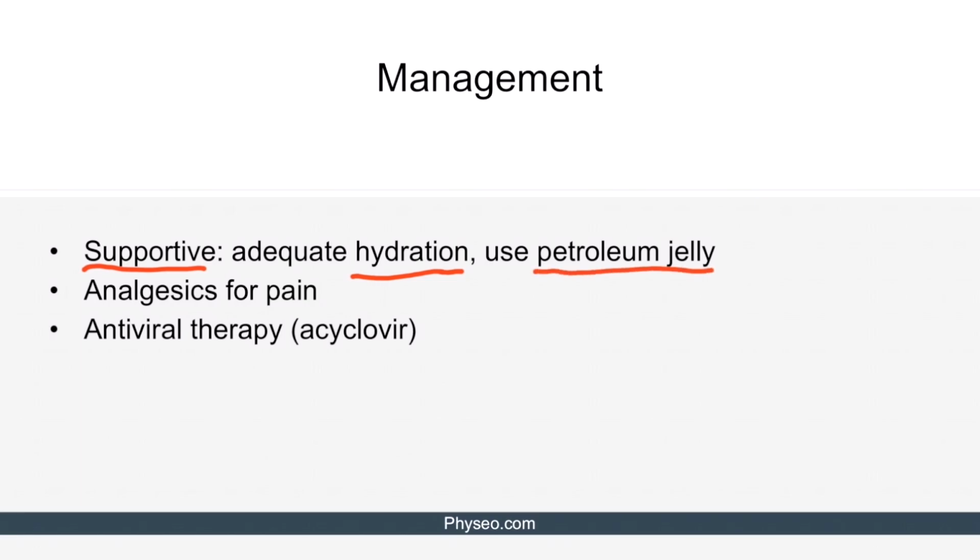Now, petroleum jelly can be used as lip creams over the oral lesions. Pain can be managed with analgesics such as acetaminophen or NSAIDs, and antiviral therapy with acyclovir should be initiated within 72 hours of symptom onset in order to shorten the course of the illness.